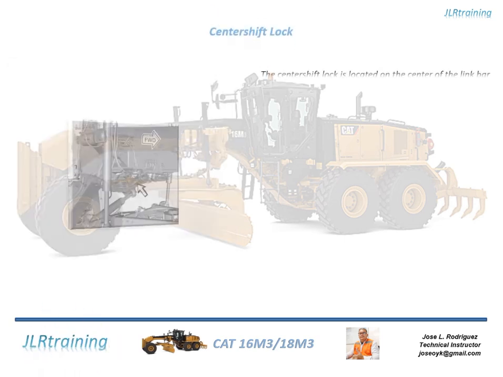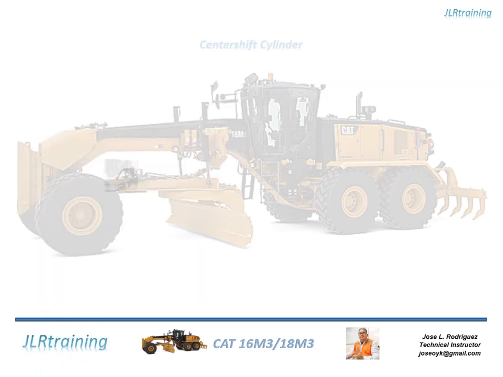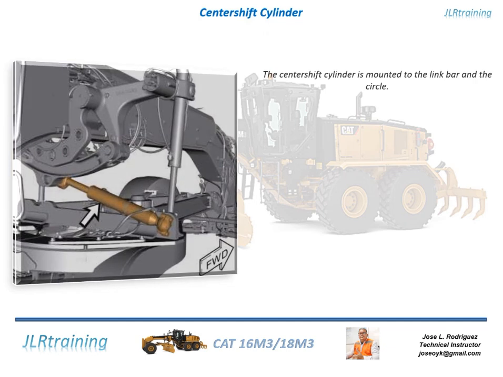Center shift lock. The center shift lock is located on the center of the link bar. The center shift lock prevents the circle from moving to either side of the machine when the center shift lock is engaged. Center shift cylinder. The center shift cylinder is mounted to the link bar and the circle.